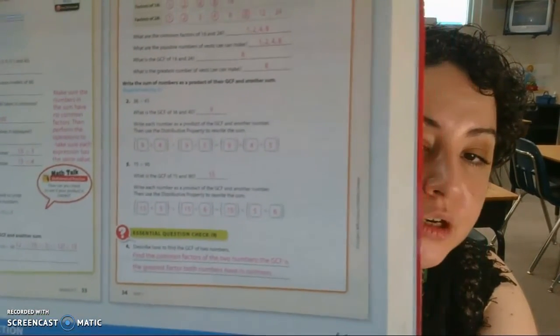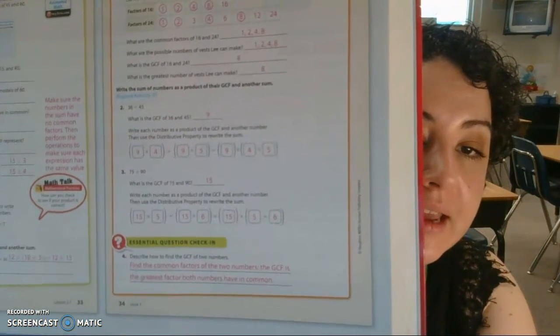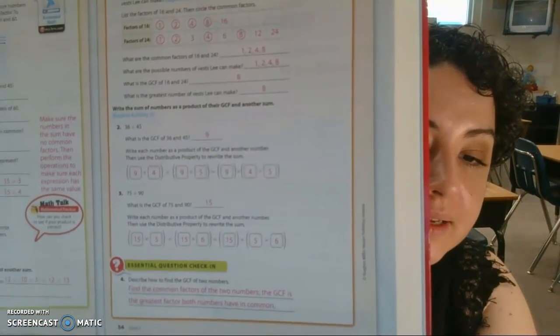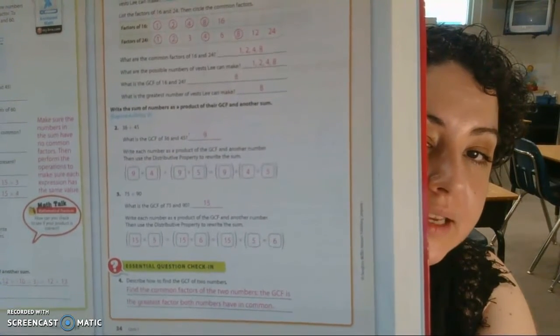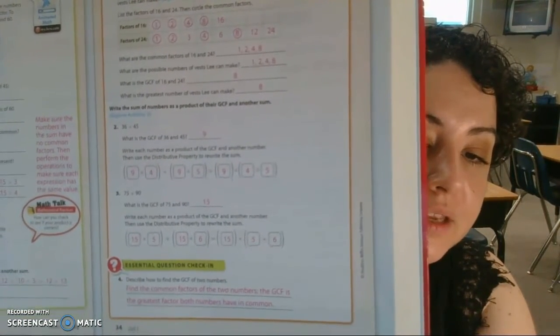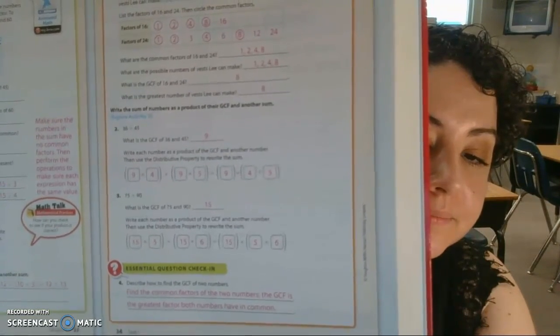Down at the bottom, again, you're going to be using the distributive property again for greatest common factor for number 2 and for number 3. I'm just going to leave this here for a second. You can pause the video at any time so that you can go back and double check that your answers are correct.